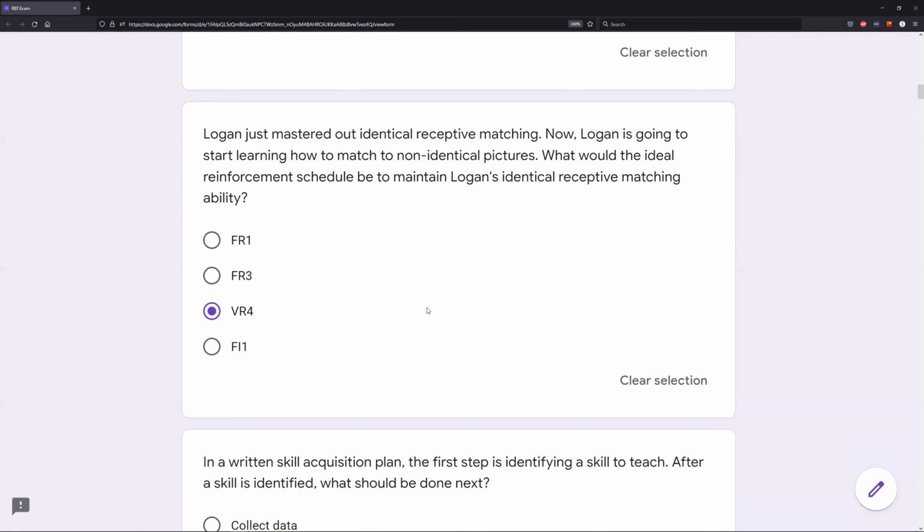Make sure you understand this question. Make sure you understand the difference between teaching and learning and then maintaining a behavior as it relates to reinforcement schedules, okay? Very important, there's a distinction. Continuous reinforcement like FR1 is great for teaching. Variable reinforcement or variable ratio, okay, and intermittent reinforcement are great for maintaining.